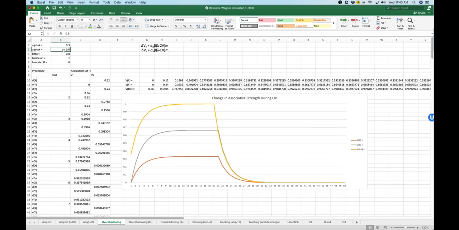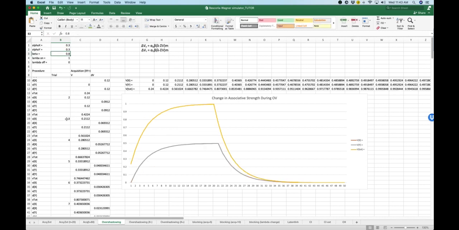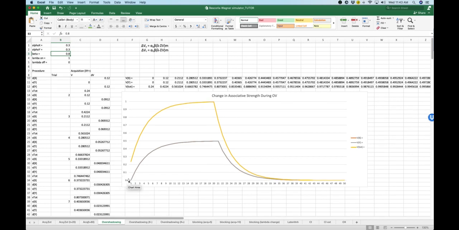Now what happens if X and Y are of equal salience? Let's go to Y, and let's go to the alpha. Instead of 0.6, let's make that 0.3. And if they're the same, then you see that the rates of acquisition are the same then. But relative to, so let's go back here, so 0.6.